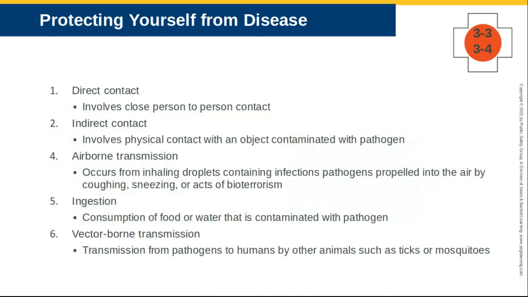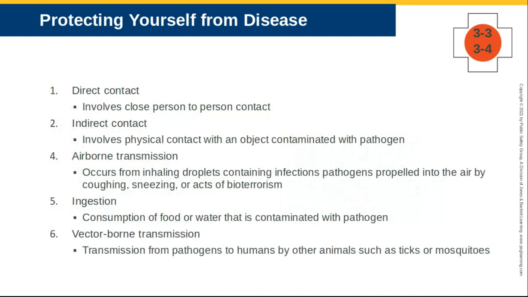Let's define those. Direct contact might involve close person-to-person contact. If you think about maybe the way that STDs are transmitted, we see that person-to-person contact with bodily fluids. Indirect contact might involve your physical contact with a surface, so you can imagine stopping that disease transmission by properly using disinfectants. Airborne transmission occurs from inhaling droplets. We see now much of the public wearing masks in response to COVID-19.